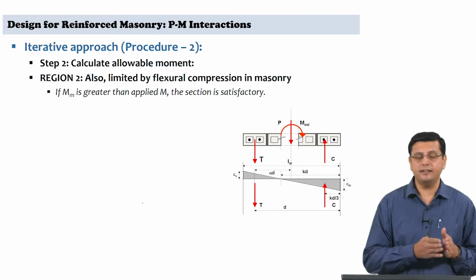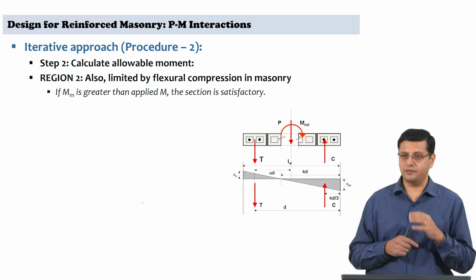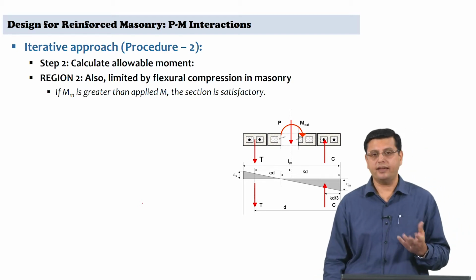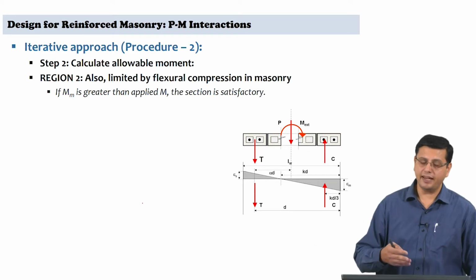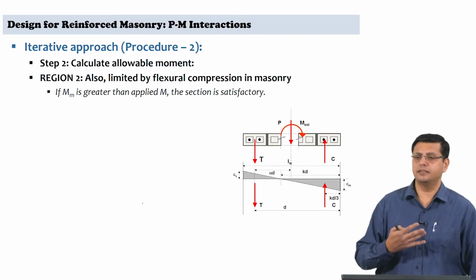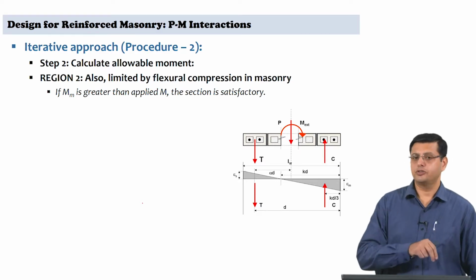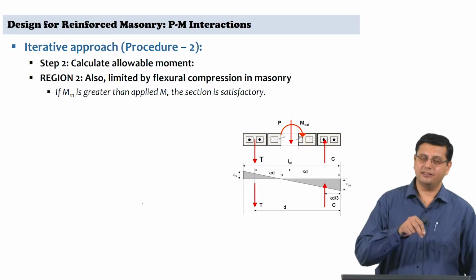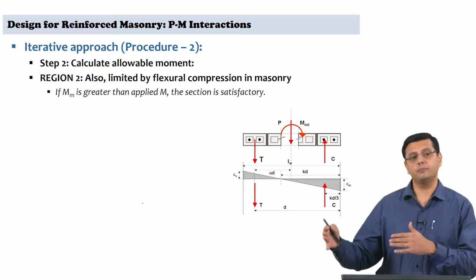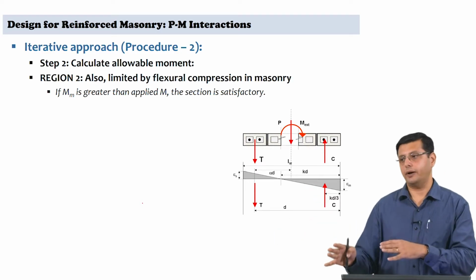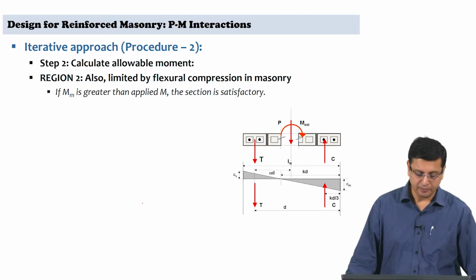In the second region again, the wall has cracked, but you are still controlled by the compressive stress in masonry. Therefore, again FB is governing. Here again there is really no requirement of steel as far as the design is concerned. So, the area of steel does not come out of the requirement of P plus M, it comes merely from the minimum steel that is required as per NBC to ensure seismic capacity in the wall.